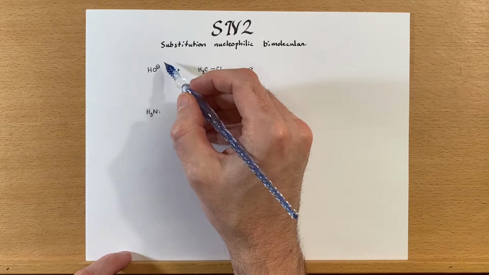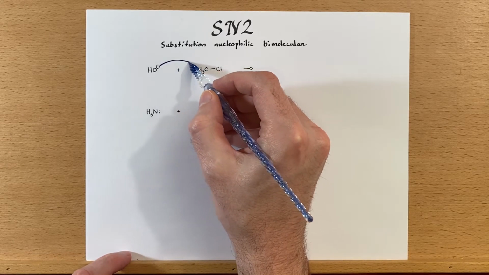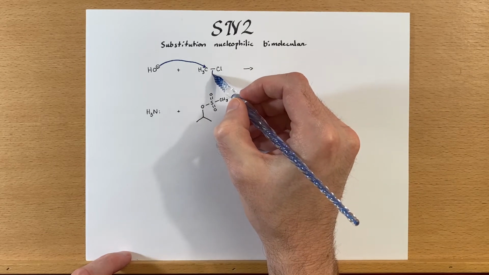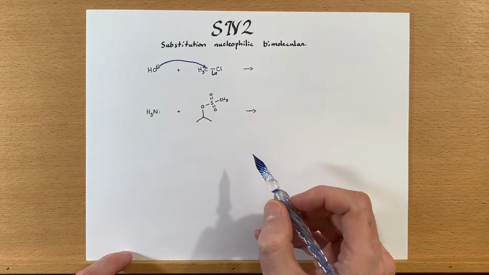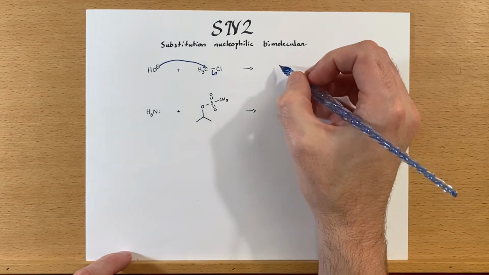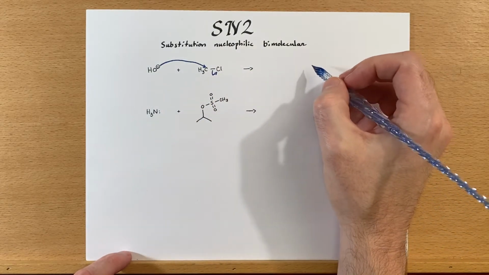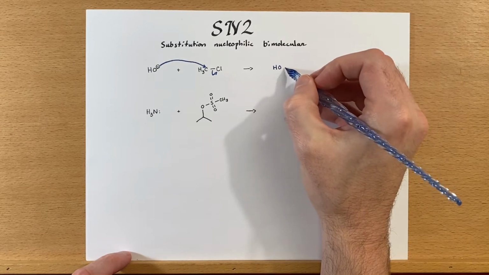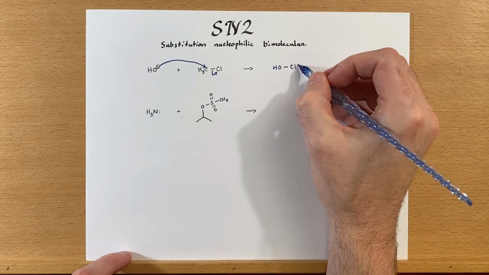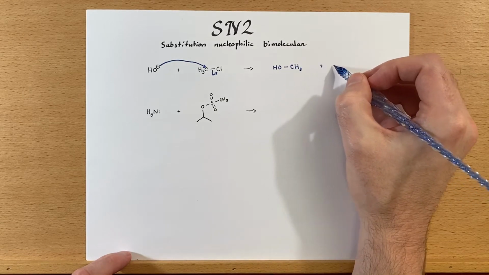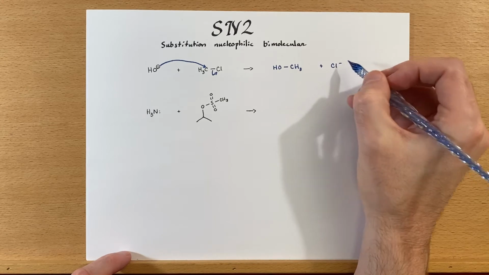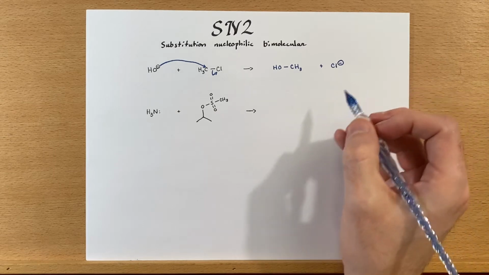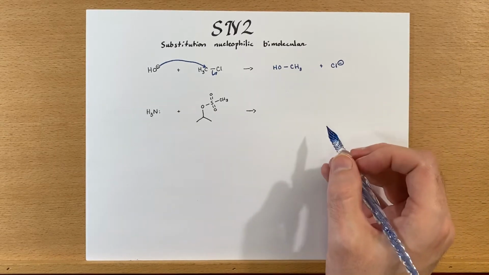So what happens is we'll see this come over and attack the carbon, and then those electrons will then move over to the chloride. And what we'll get is methanol and a chloride. So let's draw that. And there we have the chloride with the negative charge on it now.